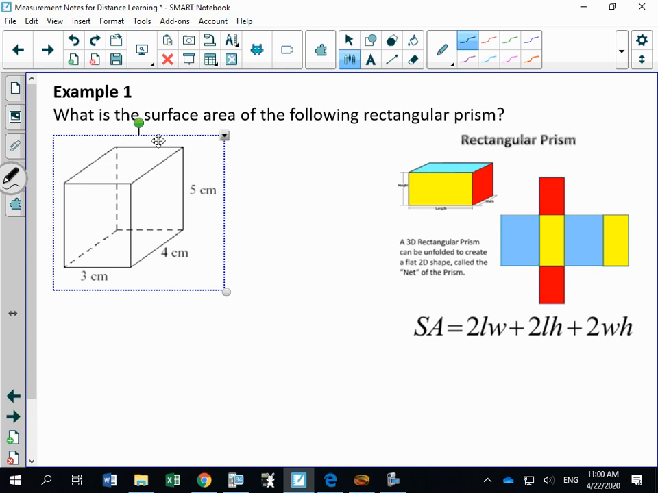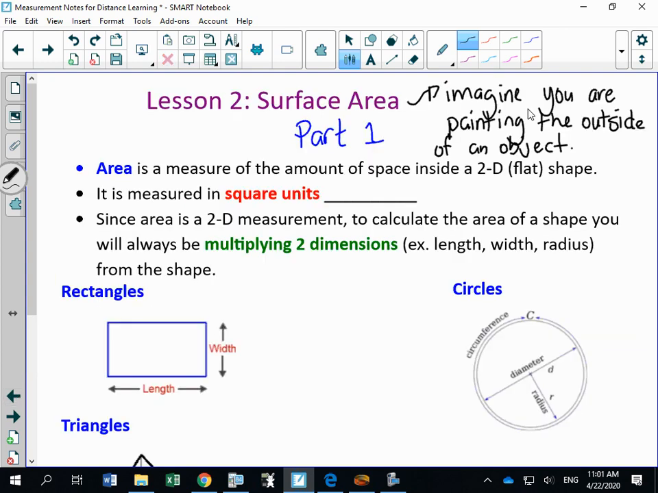So you'd be figuring out, well, what's the area of this rectangle? And then figuring out all the different rectangles, what the area is, and adding them together, right? So if you were painting this object, how much paint would you require? That would be a surface area question. So maybe just jot that down. Imagine you're painting the outside of an object.